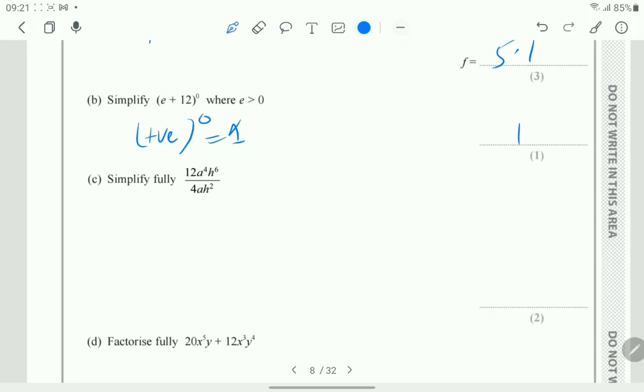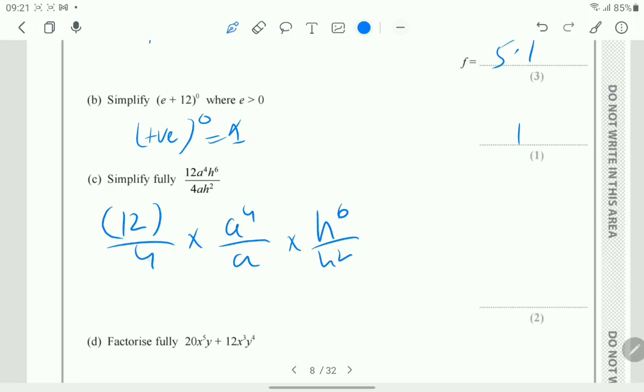Simplify fully. 12a to the power 4 h to the power 6 divided by 4. So let's take these things separately. 12 over 4 times a to the power 4 over a times h to the power 6 over h squared. So this is 3, and this is a cubed, and this is h to the power 4. So it makes it simple if you break things down. 3a cubed h to the power 4, or a better way would be to remove the multiplication sign, since not putting anything between them implies they are multiplied as well. This is the final answer. Moving on.